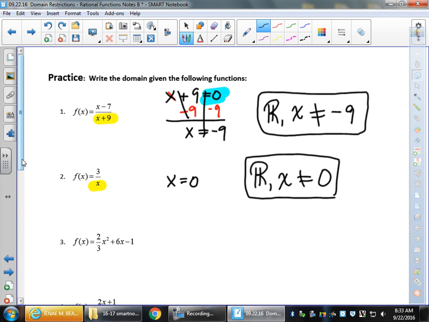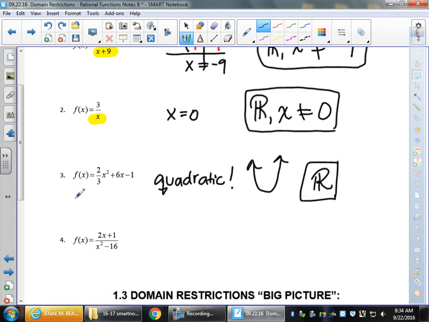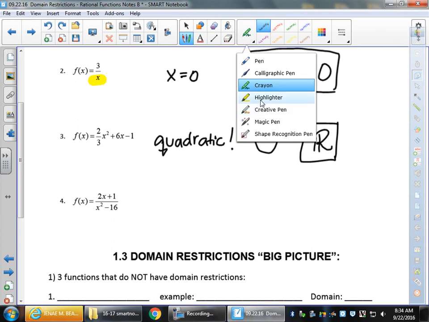How about number 3? Is there a denominator here? No. Well, 3 technically is a denominator, but do you have any x there? No. No? What kind of function is this? Quadratic. From yesterday, what do you know about a quadratic function? All real numbers. This is a u. So we've got to bring that back. How about number 4? Is this a rational function? Yes? So strategy, what do we highlight? The denominator, go for it. Yep.